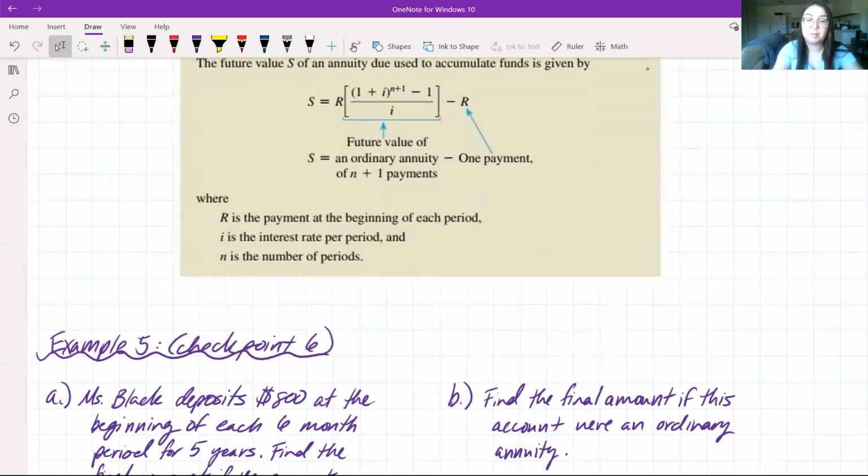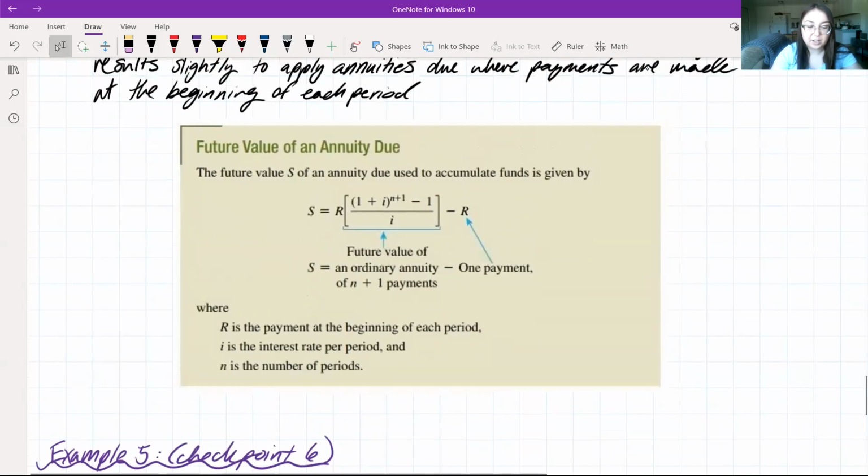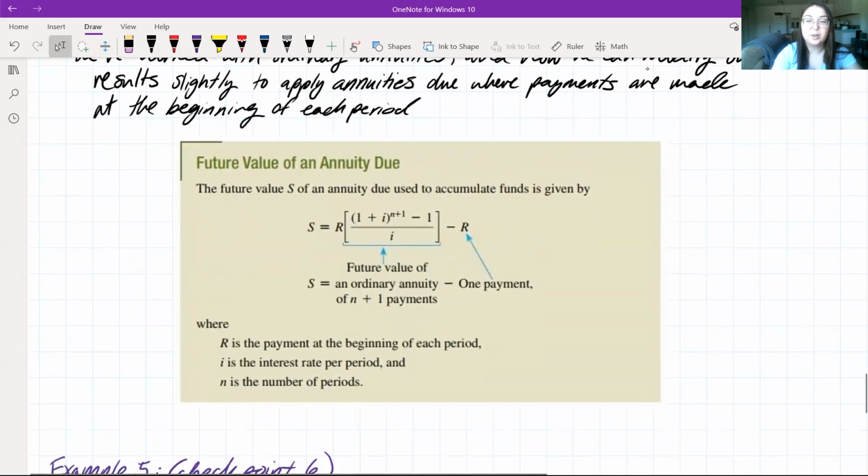We know that R is the payment at the beginning of each period, i is the interest rate per period, and n is the number of periods. So to find the future value of an annuity that is due, this is the equation that we're going to solve.